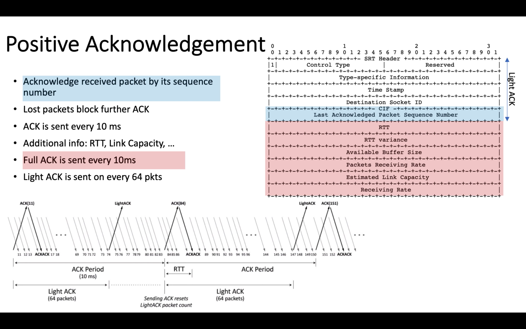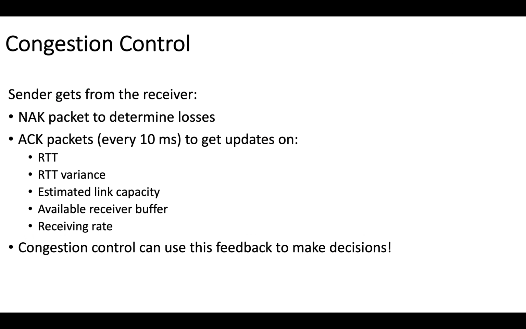They also carry some useful information estimated by the receiver, like RTT and link capacity. For high data rates, receivers should send acknowledgements more often. In that case, a lighter acknowledgement packet is sent on every 64 data packets received. Light acknowledgement carries only the last acknowledged packet sequence number to reduce the overhead.